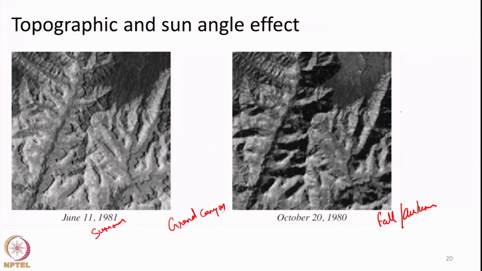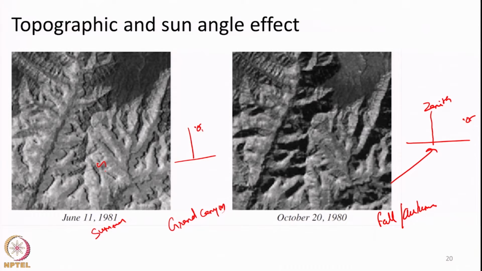This is where the sun's zenith angle is very high. If this is the land surface, this is the zenith, the vertical, and the sun is somewhere here at a very low angle when this image is taken. For the image on the left side, when it was taken, the sun was almost close to zenith.